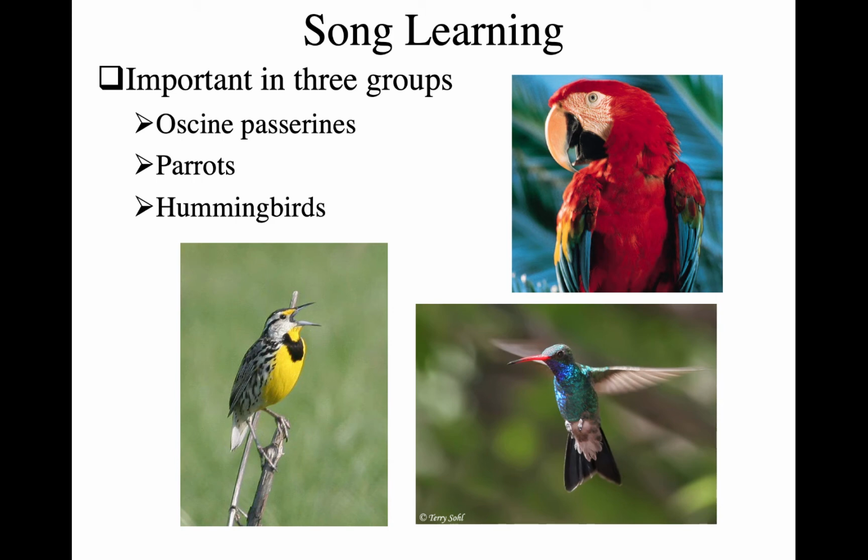So there are two ways that you could have your song develop. One is to have it be heritable or genetic based, where it's simply instinctual and you don't have to learn it. But some birds, actually the majority of birds, since this is the primary way that Oscine passerines do it, have to learn their song. So that is the case for Oscine passerines, the songbirds, and that's why they're called the songbirds. But it's also true of parrots and hummingbirds. Hummingbirds don't have the most complex vocalizations, but what they have, they learn.